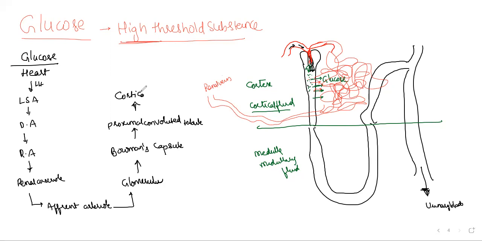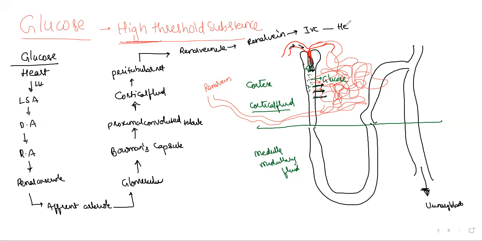No, they are absorbed. Cortical fluid. You see here the glucose journey. They are absorbed into the cortical fluid. Who is taken from there? Peritubular net. Okay. So from there, where do they go? Renal venule. Then renal vein. Then inferior vena cava reached to the heart. Okay, safe journey.